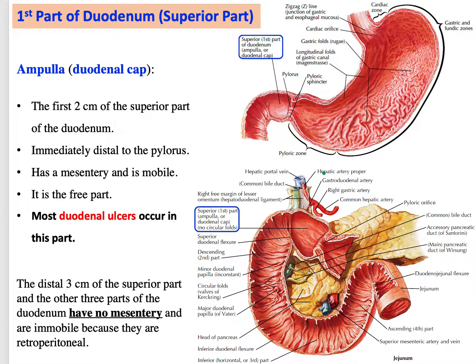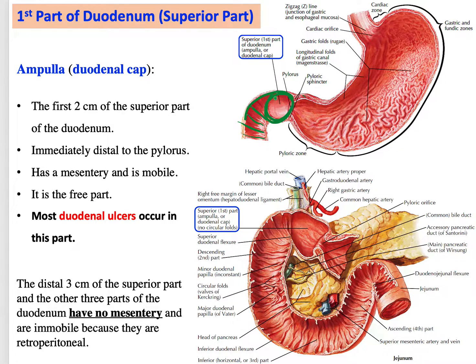So let us start, guys, with the most important part, which is the first part and also the second part. But let us start now with the first part. Look at the pylorus here, guys, that connects now to the first part of the duodenum. And you see here, the first 2 centimeters of the first part is smooth. Look at it. That means there is no mucosal fold.